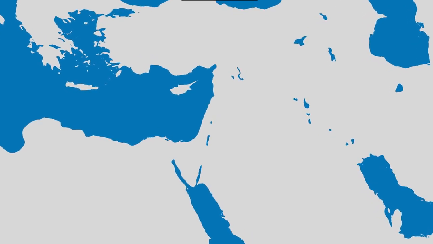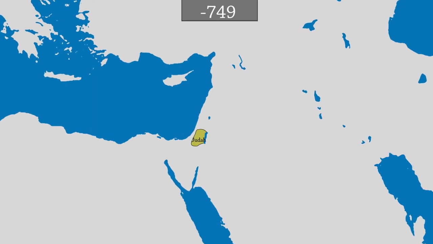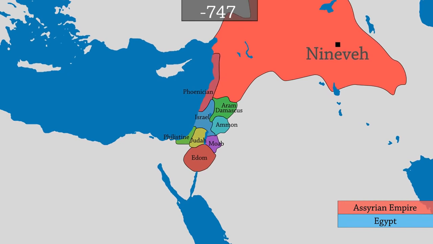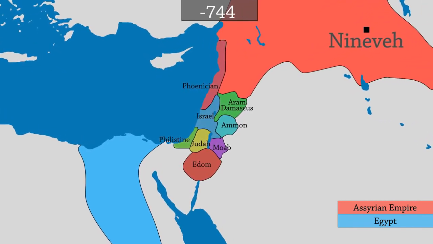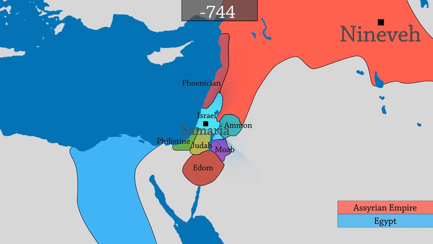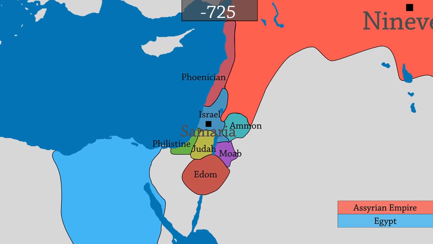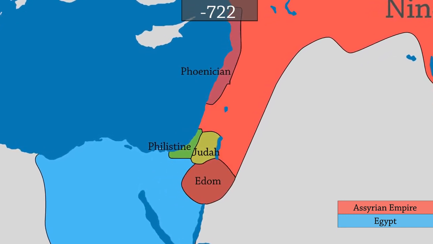The story begins in 750 BC when the Near East was divided into many small kingdoms and city-states. They were wedged between the Assyrian Empire to the north and Egypt in the south. Among them was the Kingdom of Israel, whose people worshipped several gods, including Yahweh. In 722 BC, the capital Samaria fell to the Assyrian Empire.